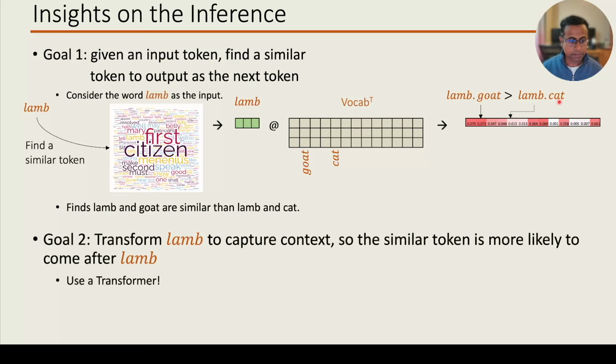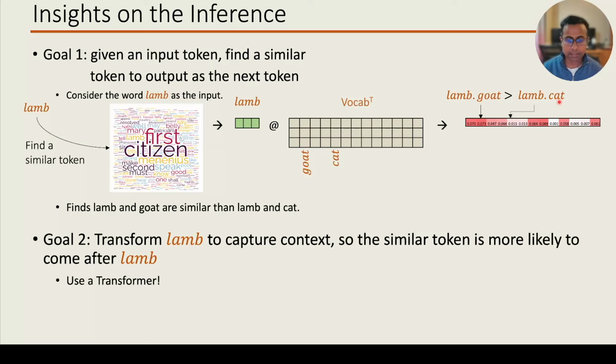Now let's set another goal. I'm not particularly interested in finding a similar word to a given word. What I'm interested in is finding the word that is most likely the one to come next after a given word. So in order to do that, let's see if we can change this given word lamb into something else, so that if we take the similarity with that something else, we will find a word which is the one that's most likely to come after lamb.